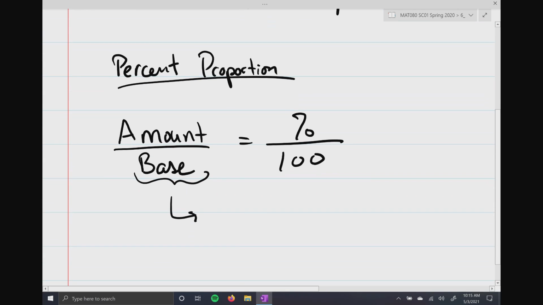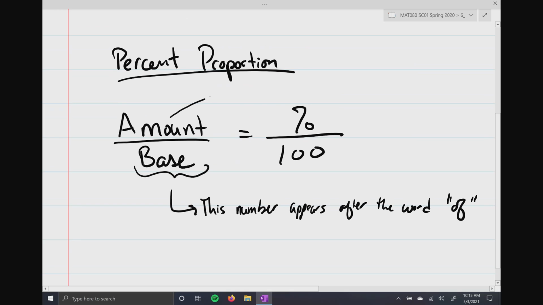Base. This number appears after the word of. Always. So whenever you read your problem, if you read the word of, the number directly to the right will be the base. When you substitute in your percent, substitute in your base, you only have one thing left, and that is the amount. Okay?